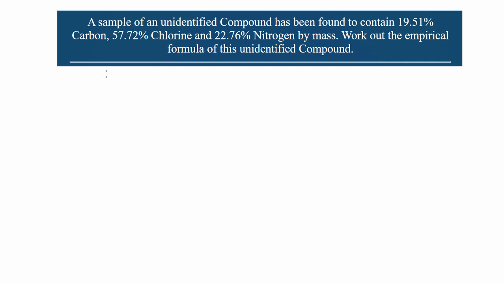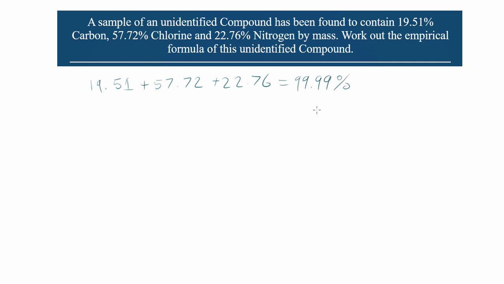Well, if we add the various percentages we've got here, so 19.51 plus 57.72 plus 22.76. If you have a go at calculating that, what you should have got is that these numbers approximately add up to 100%, right? Not exactly, but they add up to 99.99%, which is quite close to 100%.